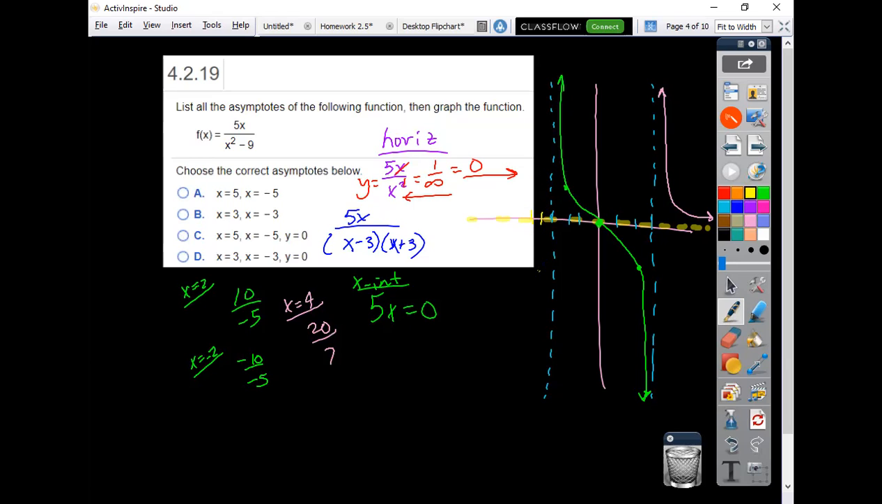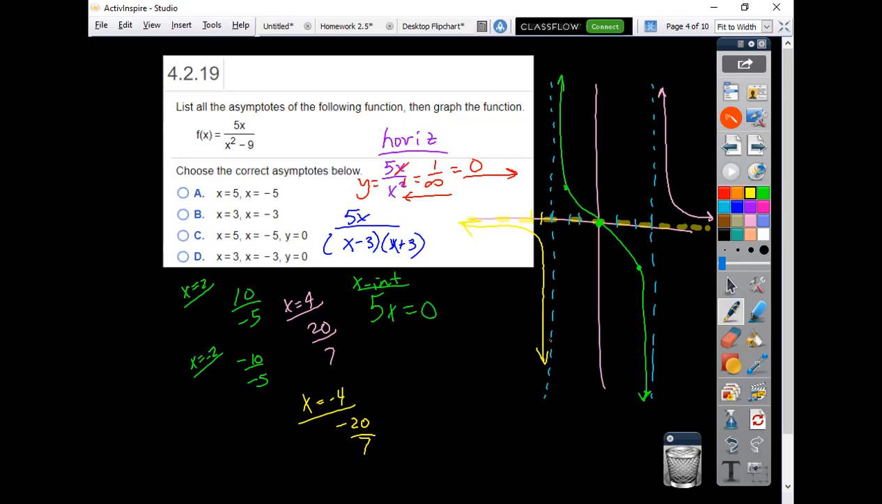And then the same thing. We've got to figure out what we're doing over here on this far left. So if I go to the left, let's say x is negative 4, and you put that in. 5 times negative 4 would be negative 20. And then negative 4 squared is 16. So that would be a negative number. So that means over here, it's down in that section. And then just one more time, that's how you find all of the key features.